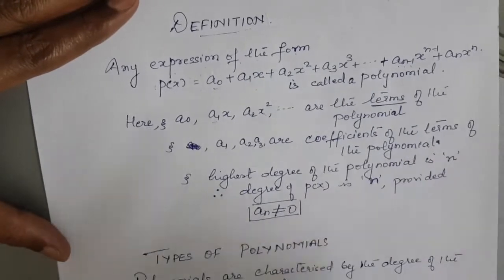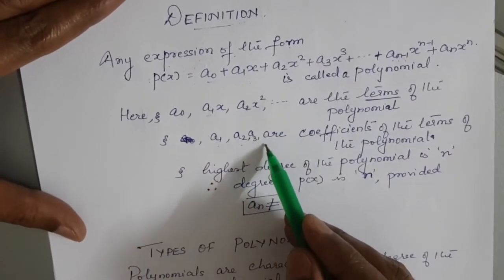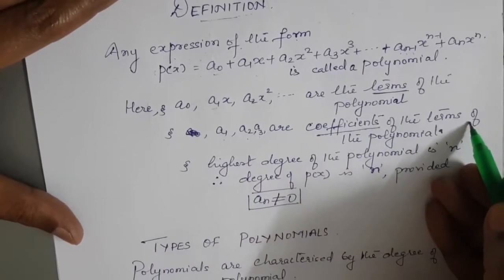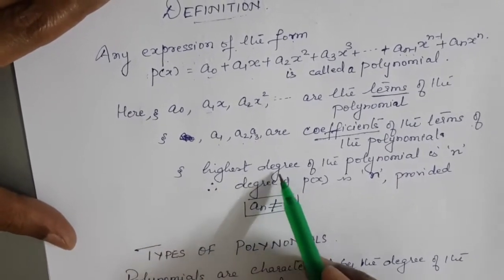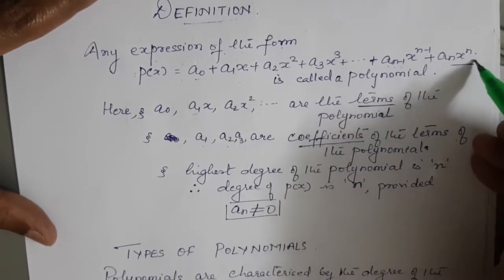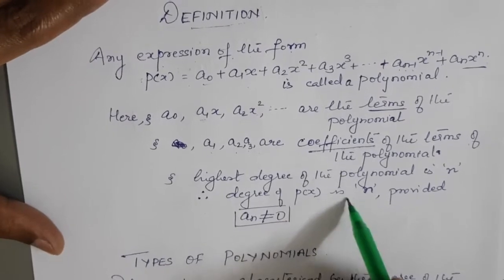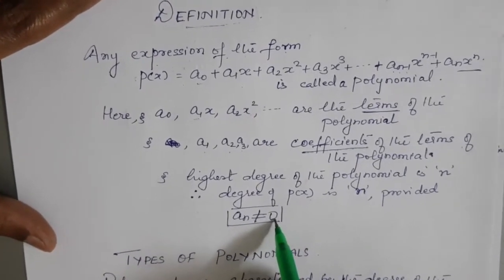Point number 2, a1, a2, a3, etc. are the coefficients of the terms of the polynomial. Point number 3, the highest degree of this polynomial is n. Therefore, the degree of the polynomial p(x) is n, provided an is not equal to 0.